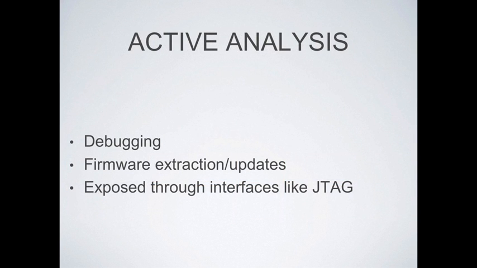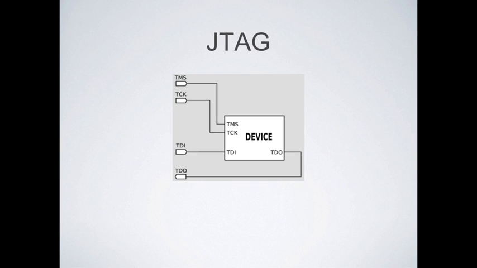Next is a really quick, brief overview. There's a lot that needs to happen here, but not enough time to talk about it. Active analysis is where you want to do debugging or firmware extraction, to pull the code it's running off of the board. You do this through tools like JTAG, or over the UART, over a serial terminal. But very quickly, we're going to talk about JTAG. It's a really simple overview.